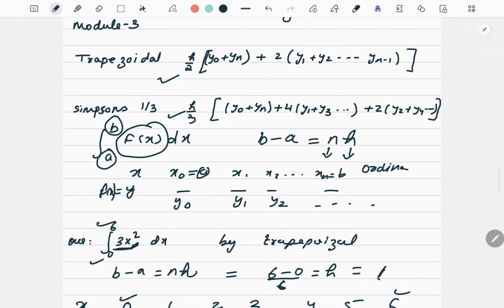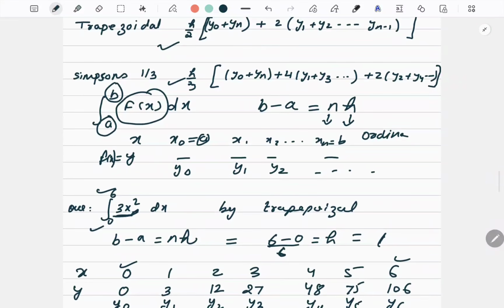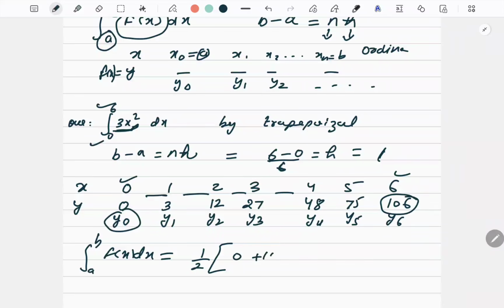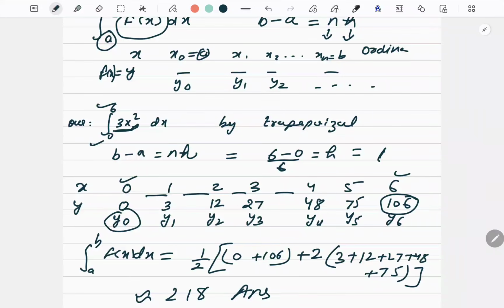Okay. So now if I substitute here in trapezoidal rule, suppose I am applying h by 2. So first is h by 2. So integral a to b f(x) dx is equal to h by 2. What is h? h is 1. The gap between these is 1. So 1 by 2. Now the first bracket is y0 plus yn. y0 means first value. yn means last value. And once you have written any value, you should not repeat it. 2, whatever is left over. So 3 plus 12 plus 27 plus 48 plus 75. So approximately you will get 218, which is my answer. But actually when you integrate, the answer will be 216. But in numerical methods, there is always some difference.